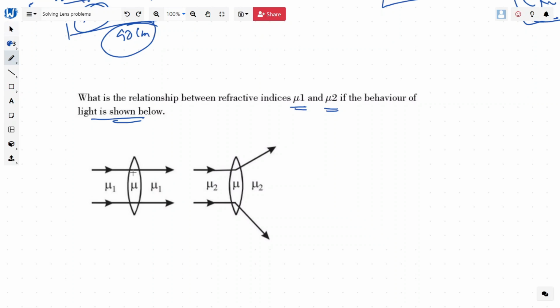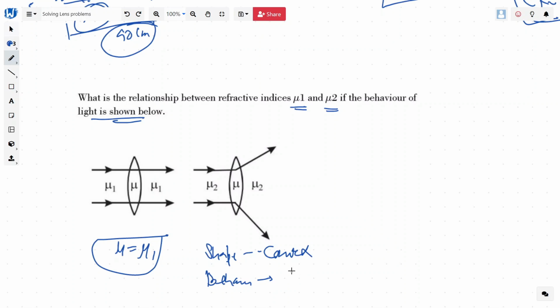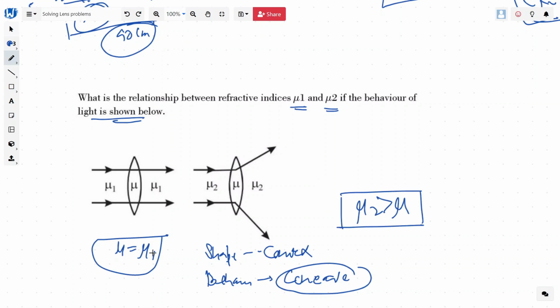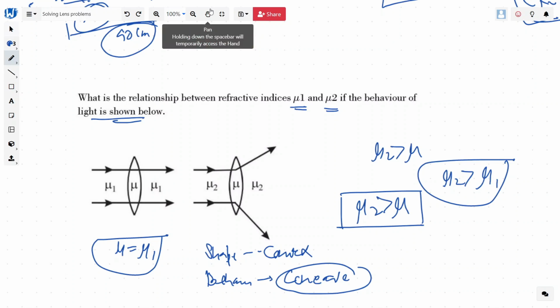So definitely if there is no change in the direction, it means that mu has to be equal to mu1. Okay, hence there is no change. Now here, because the shape is convex, but the behavior is concave, right? Which means that mu2 is greater than mu. Okay, so what is going to be the relationship between mu1 and mu2? So mu2 is greater than mu, and mu is equal to mu1, so mu2 is also going to be greater than mu1, and that should be our answer.